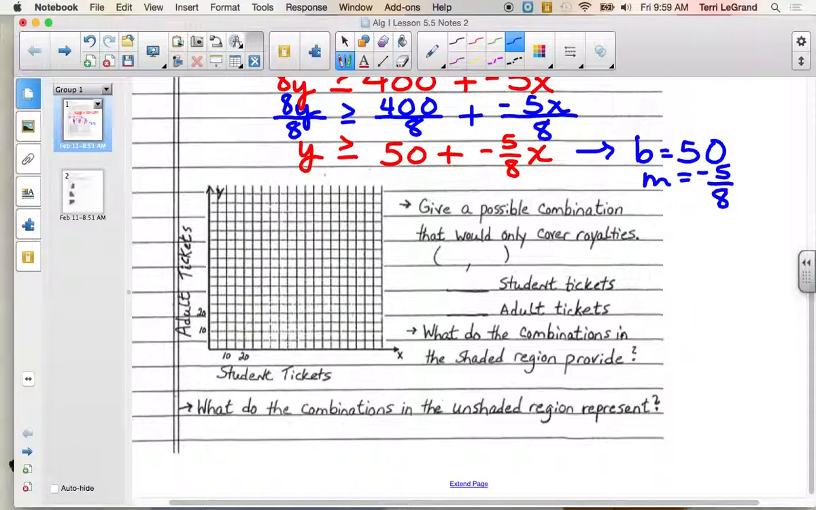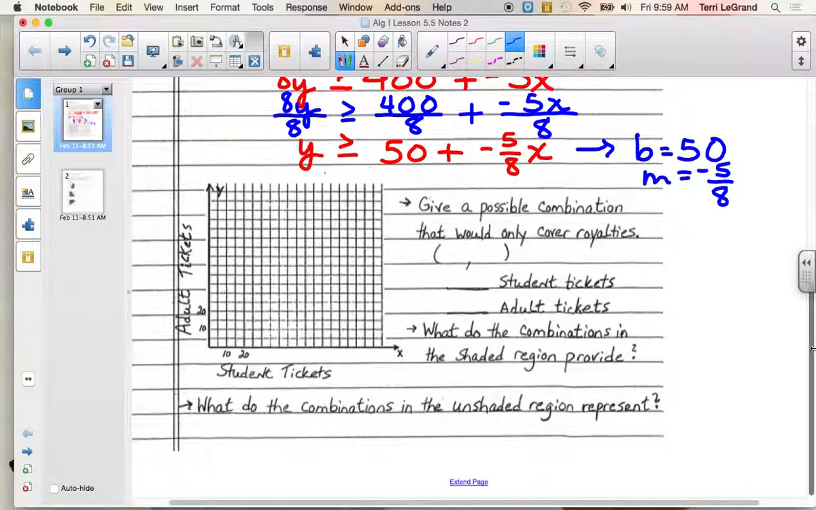Okay. Well, I got the coordinate plane set up for us already. I even put titles on the axes for you. How nice of me. A good thing that we went with student tickets being X, it looks like, and the adult tickets being Y. Okay, so don't even worry about answering this stuff over here. We're just going to graph this right now.